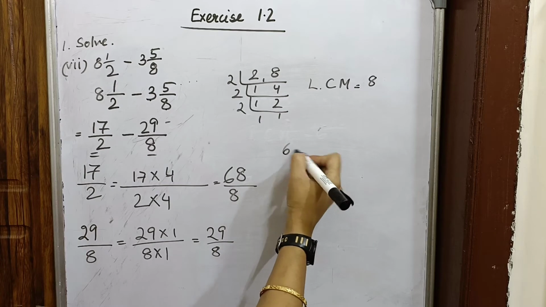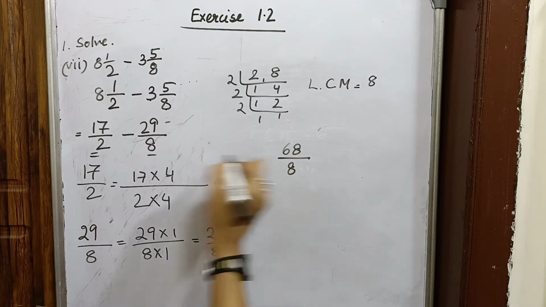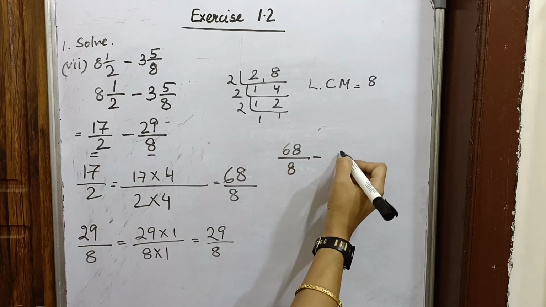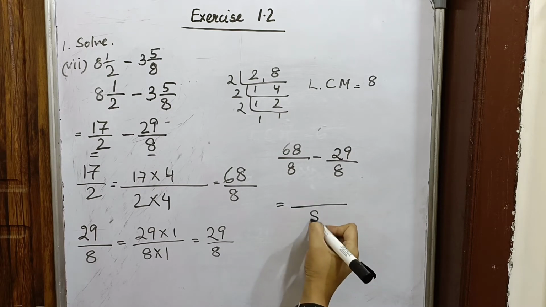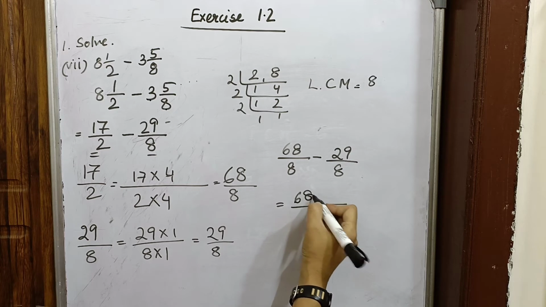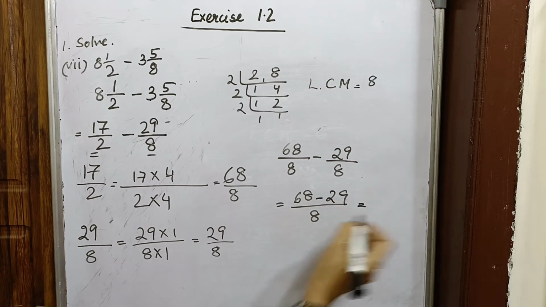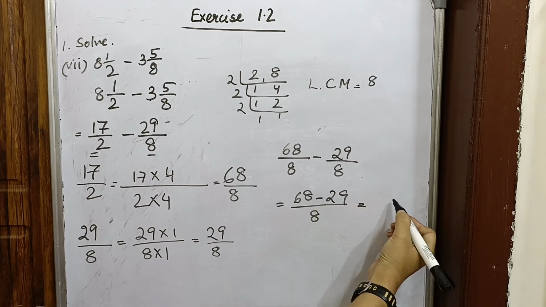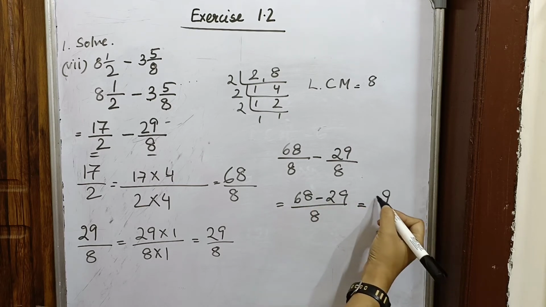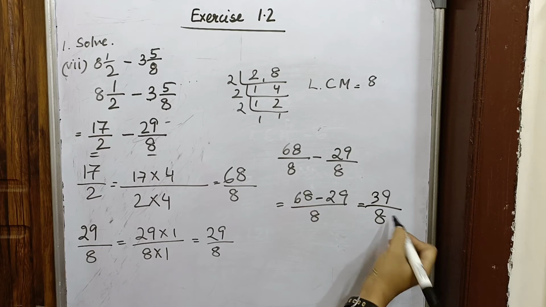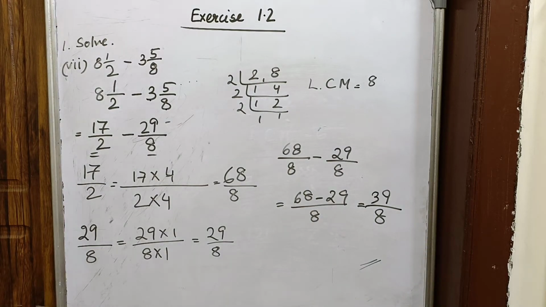So 68 by 8 minus 29 by 8 equals to 68 minus 29 over 8. 8 minus 9, borrow: 18 minus 9 is 9, and 5 minus 2 is 3. 39 by 8 is the answer. So question number 1 is completed here. Now we'll solve question number 2.